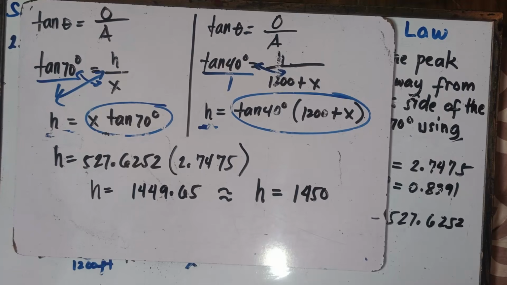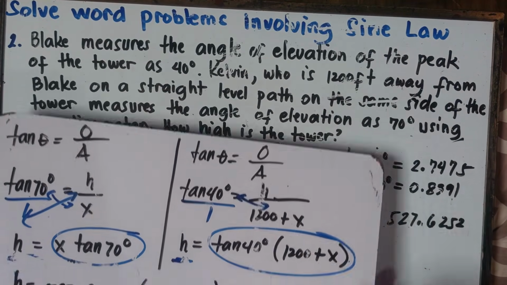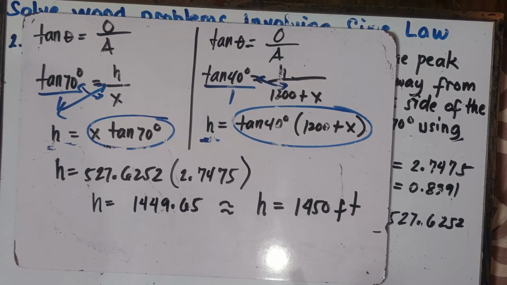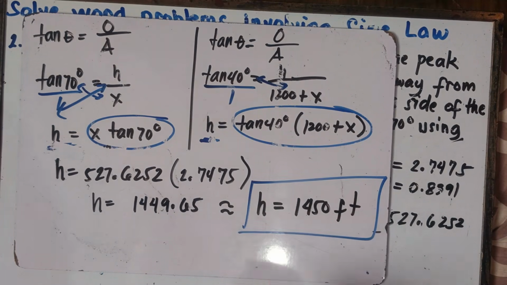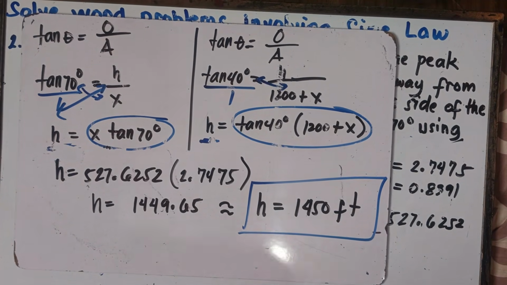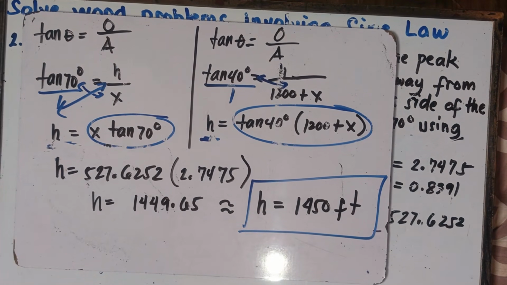1,450. And do not forget the units. That would be feet. Do not forget the units, class. We have feet. Approximately, class, 1,450 feet. That's it, class. You're all set, with regards to example number 2. Quite complicated, right? But we need to explain that one, class, step by step.